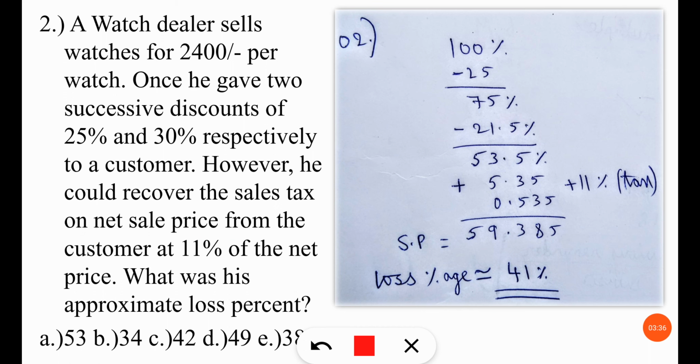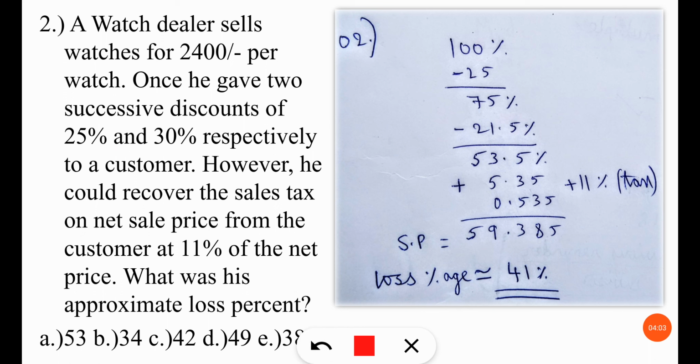The meaning of the question is, a merchant sells watches. Each watch selling price is 2400 rupees. He gave a 25% discount, the first discount, and again gave a second discount, that is 30%. After that he added 11% as tax to the net price. Net price means the remaining price, not the actual price. He charged 11% tax on the net price. What is the total loss percentage?